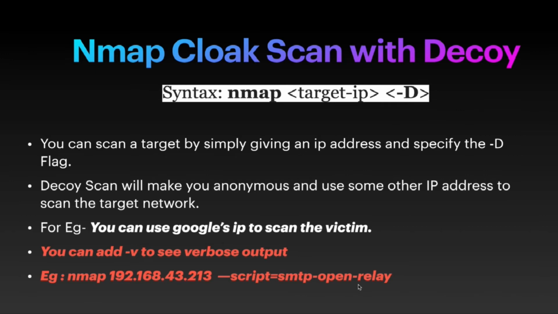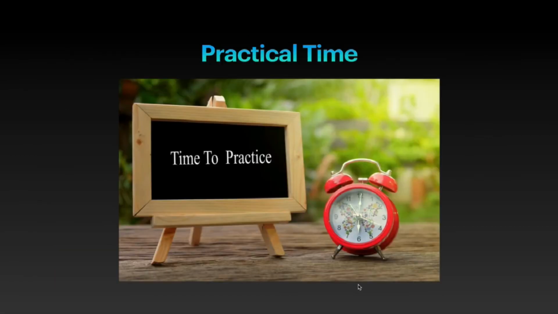The victim will think that the request is coming from Google server, but instead we will be scanning the target. Generally, the IP addresses of these types of search engines are not blocked in any of the firewalls or servers, and we can utilize this type of cloak scan with decoys to bypass the firewalls and IDS. So it is practical time, and let's see how you can use this particular decoy scan to bypass the firewall.